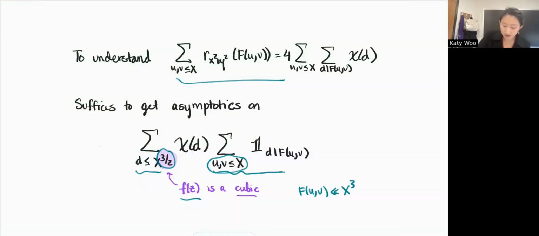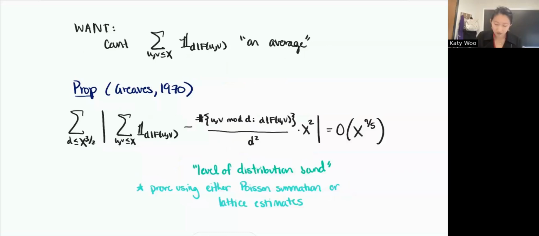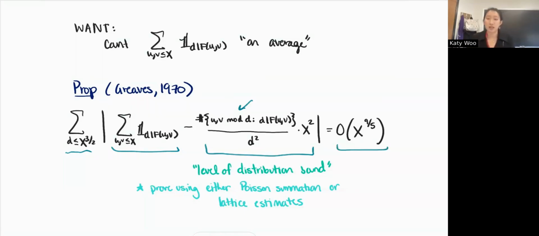So in order to understand this expression, what we're going to do is try to count on average this number of u and v up to x, such that d divides f of uv. And so this is a result of Graves from 1970, that if you look at the sum over d up to x to the 3/2, and then the difference between this count of u and v, such that d divides f of uv, and what you expect it to be, which is the number of solutions mod d to the equation times x squared over d squared, then you get a power saving upper bound. So it's O of x to the 9/5.